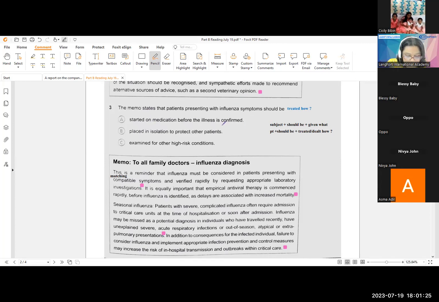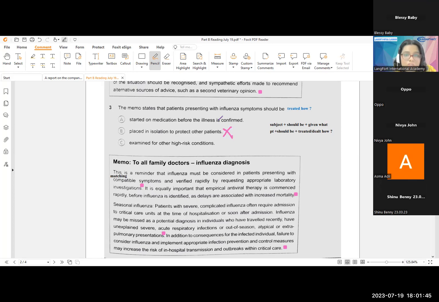Saubhagya, other options, please. Can you read that? The memo states that patients presenting with influenza symptoms should be placed in isolation to protect other patients. Have they talked about isolating the patient anywhere? Saina, Danya, Jose, have they talked about isolation? No. They have talked about critical care units, but not isolation. Next option, Saubhagya. The memo states that patients presenting with influenza symptoms should be examined for other high risk conditions. Have they told that? No, they've talked about, you may miss the diagnosis, but they have not talked about examining patients for other high risk conditions.